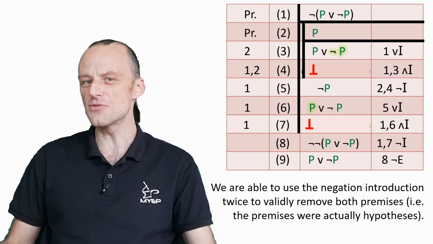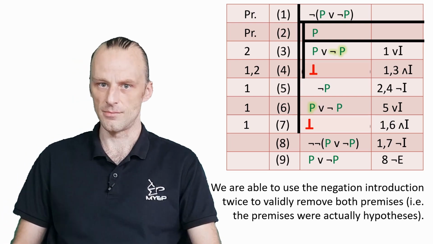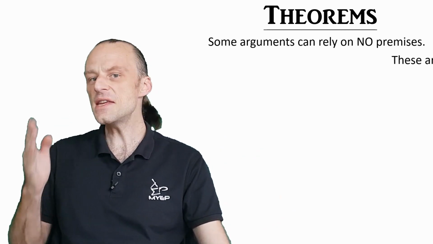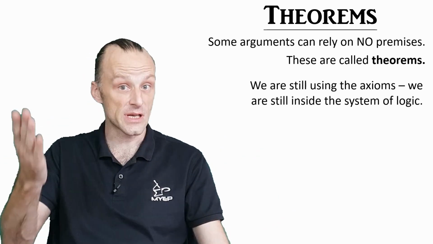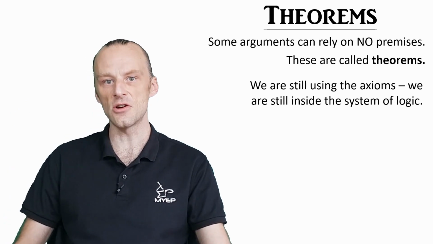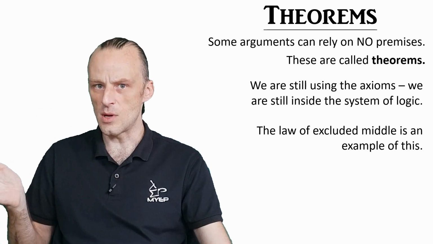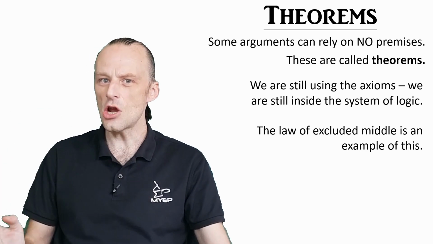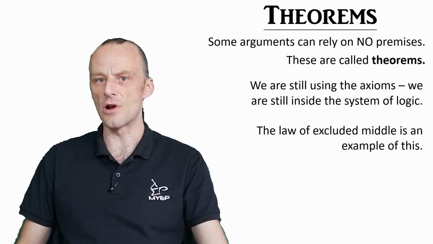If something can be derived from no premises in this way, then we call it a theorem. Theorems can be derived to rest on no premises. This is an unusual quality, but we're still working within the axioms, for example, the law of excluded middle itself, and we're using our established rules, so we're not just doing whatever we want here. But theorems have shown how some logical statements can appear to be more fundamental in deriving others.